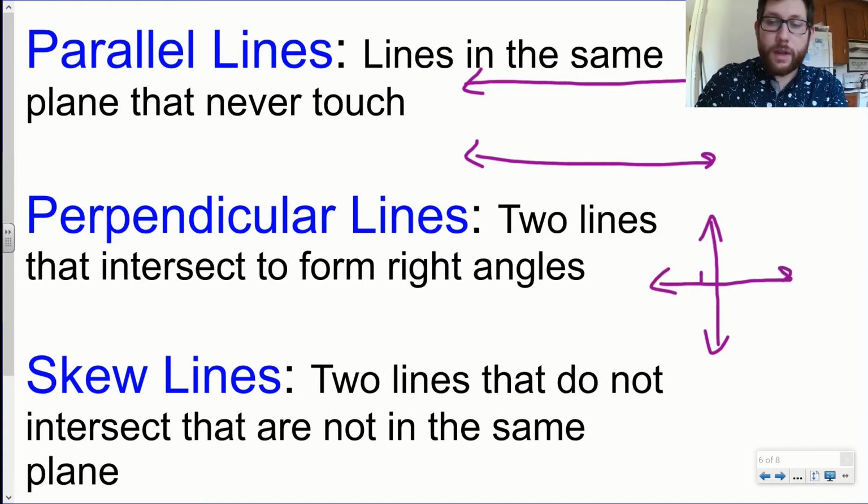And skew lines are two lines that don't intersect but are not on the same plane. Oh, and with parallel lines, generally we put an arrow on the line at some point, just to denote that these are both parallel lines, or they're parallel to each other. Skew lines are lines that do not intersect, that are not on the same plane.